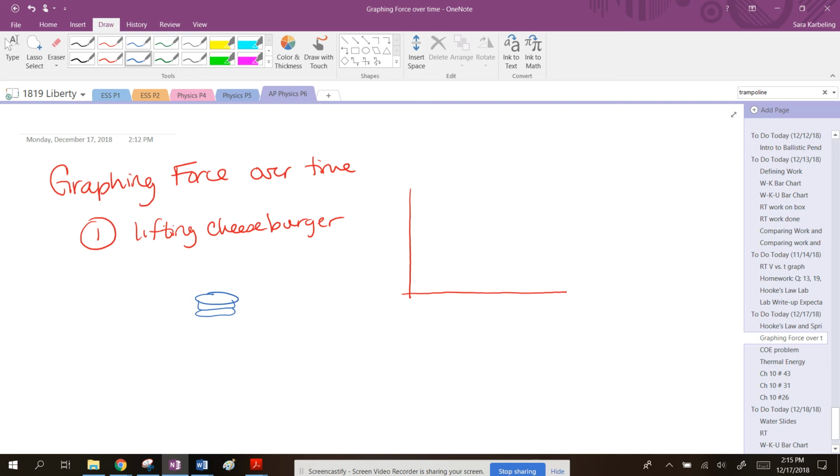Force of the earth on the cheeseburger. Which way does that one go, Henry? Down. Indeed. 2 for 2. All right, so you got the force of the earth on the cheeseburger. What else is acting on the cheeseburger? Carbling is pushing on the cheeseburger. Which way am I pushing? Up.